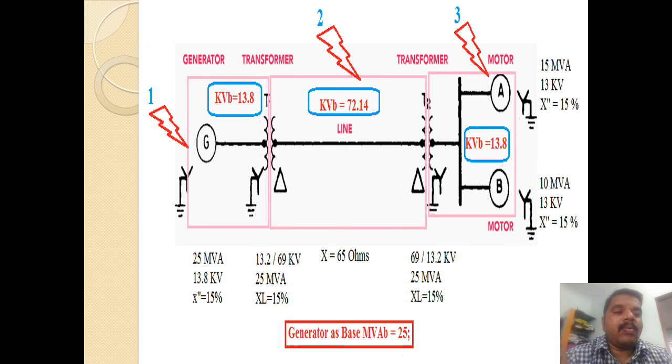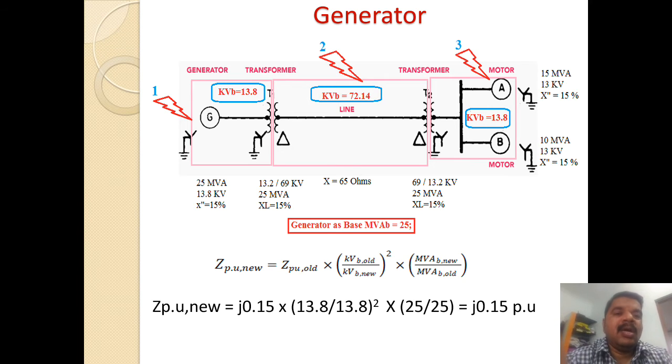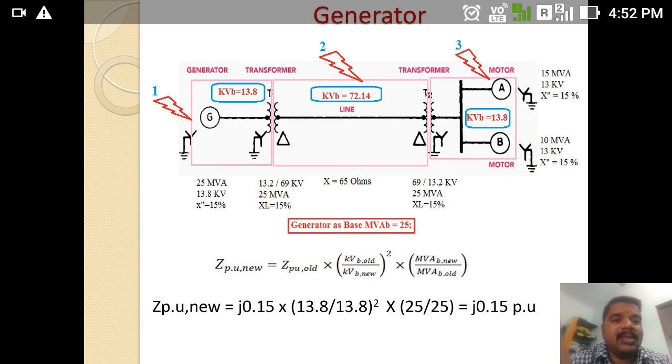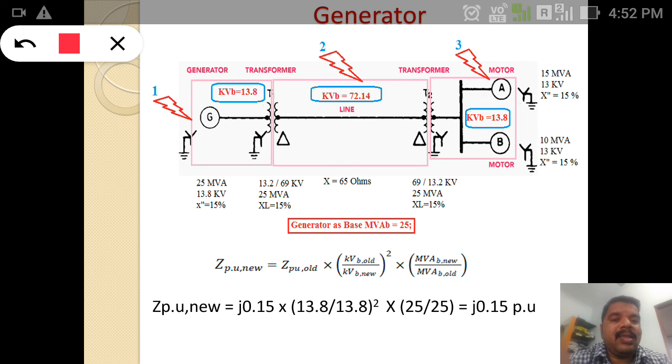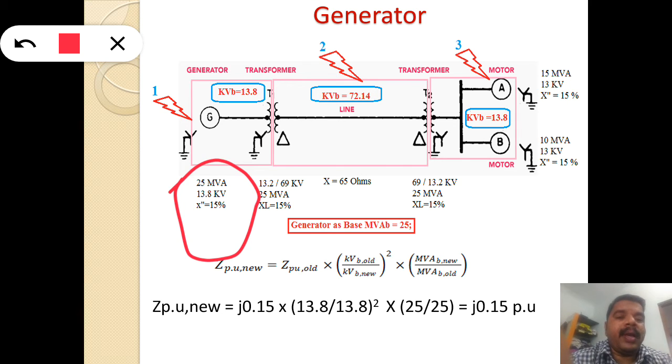Now we are going to find the per unit value for each and every section. First I am going to find it for the generator. For the generator, the given values are 25 MVA, 13.8 kilovolt, and X double dash equal to 15%. The 15% given means it is a per unit value, so the given value is in per unit.